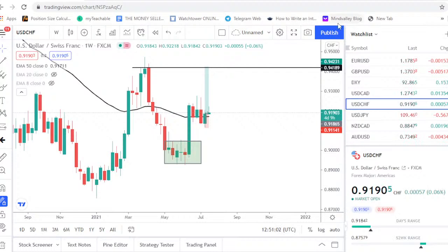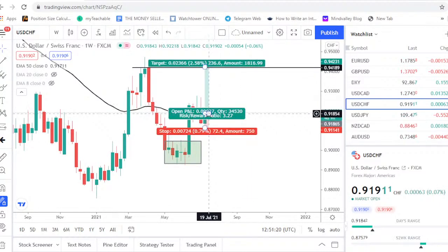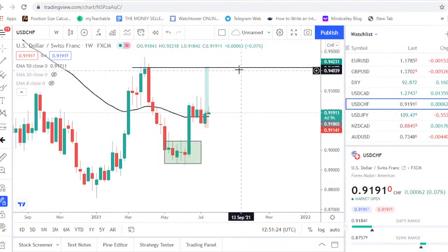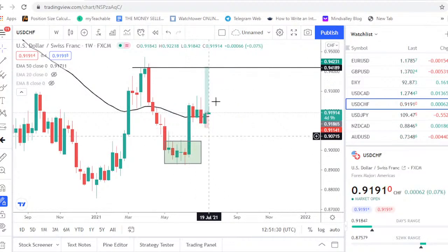For USD CHF, we were looking to go long because of this. We saw this huge engulfing bullish candle that came out of this zone at some point, and then it has been retracing since then, and last week's candle closed bullish. So with that bullish candle, we're expecting this to push up at least to the area of 0.9413.